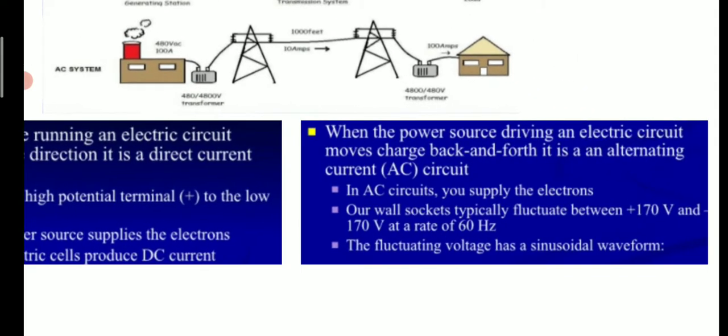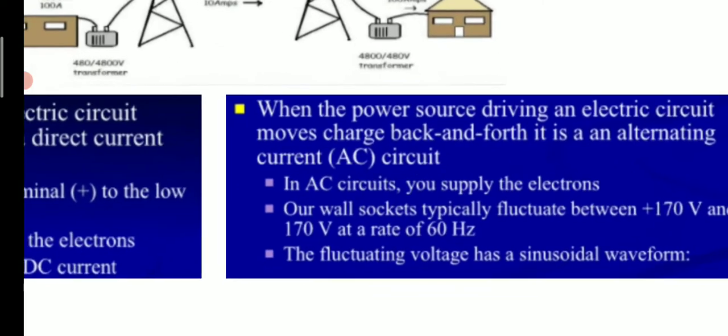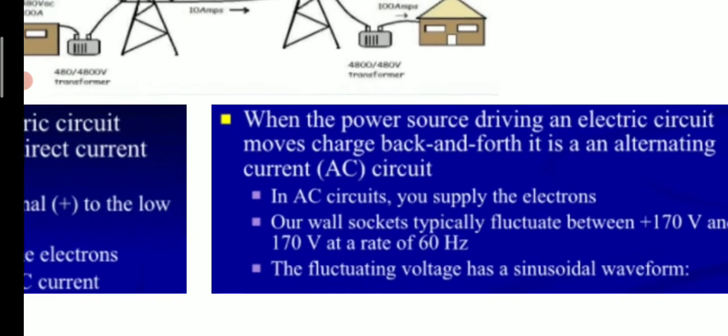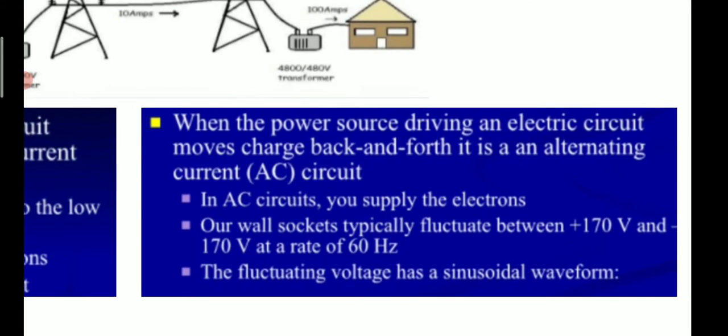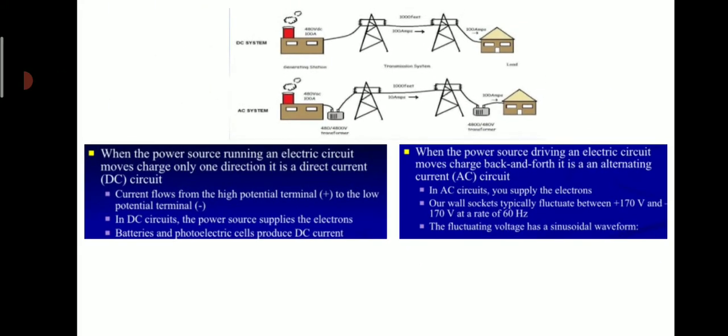What is AC? When the power source driving an electric circuit moves a charge back and forth, it is called an alternating current, AC circuit. In an AC circuit, you supply the electrons. Our wall socket typically fluctuates between plus 170 volt and minus 170 volt at a rate of 60 hertz. The fluctuating voltage has a sinusoidal waveform. So, this is the difference between AC and DC current.